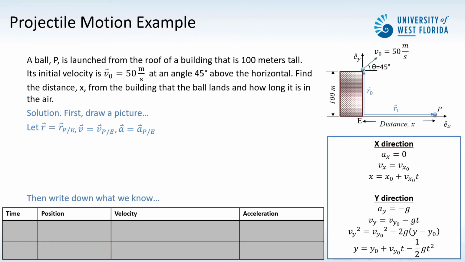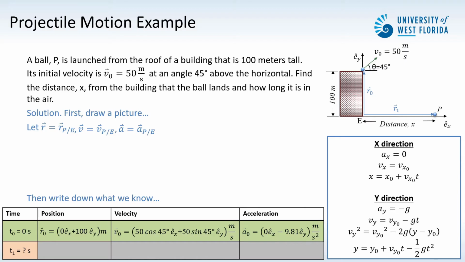Now we'll write down what we know. We know that the ball is released from the launcher at t equals 0 seconds. We also know the initial position of the ball. And we know the initial velocity is 50 cosine 45 degrees EX plus 50 sine 45 degrees EY. We know that the initial acceleration is negative g EY.